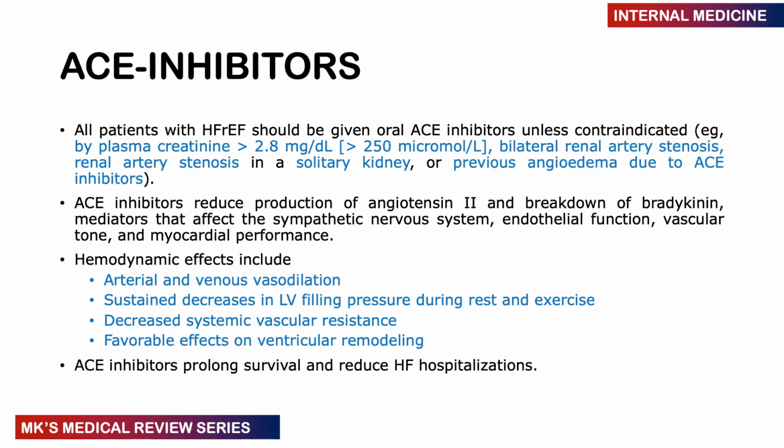We move now to the next group of drugs, which are the ACE inhibitors. So remember that these ones are going to be used for those patients that have heart failure with reduced ejection fraction. Then they can be given the oral ACE inhibitors, unless there are some contraindications. For example, they have a plasma creatinine greater than 250, they have bilateral renal artery stenosis, they have renal artery stenosis with one kidney, they have previous angioedema or some severe hypersensitivity reaction to ACE inhibitors. But otherwise, if they have no contraindications, we can give them the ACE inhibitors.